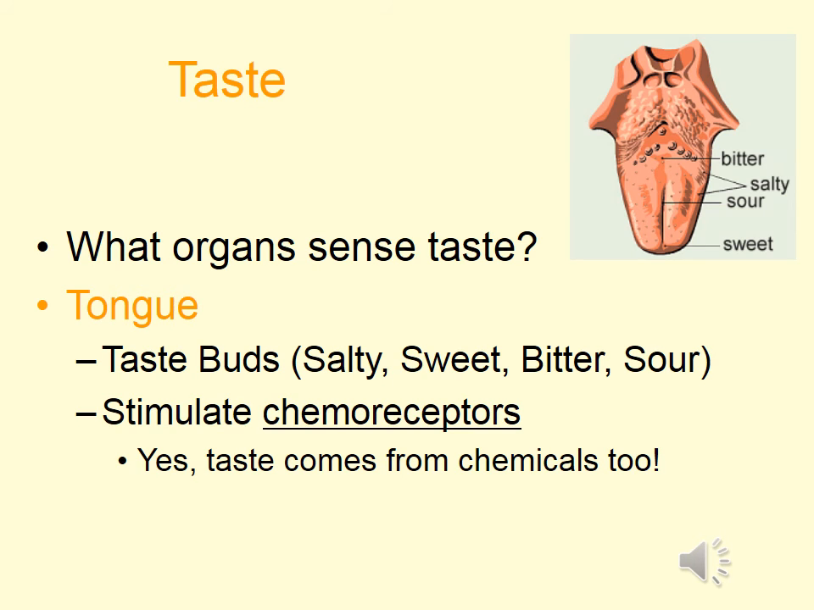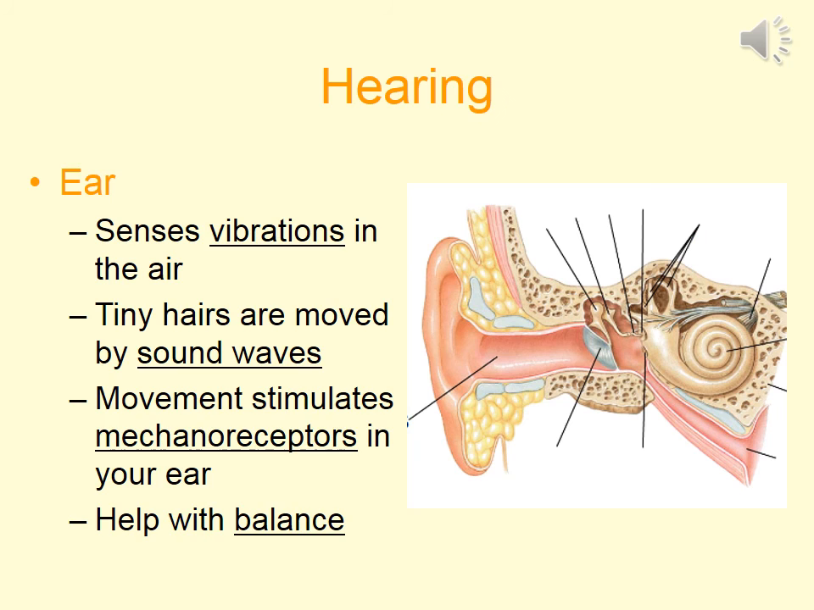So taste, what organ is this? Taste? Well, that would be the tongue. Taste buds: salty, sweet, bitter, sour. Those are the taste buds that you have. They're also stimulated by things that stimulate the chemoreceptors, and yeah, taste does in fact come from chemicals too.